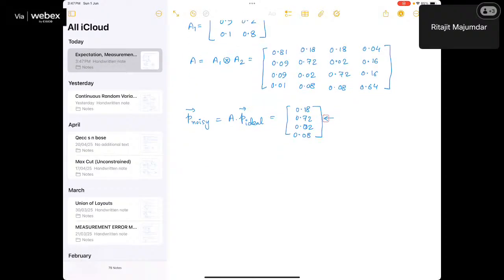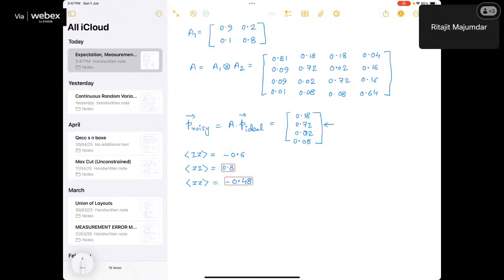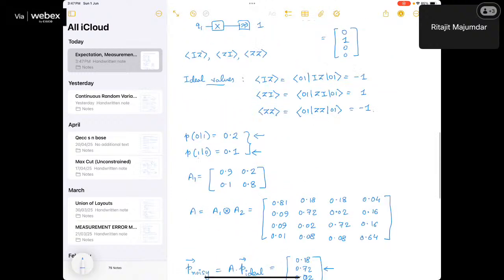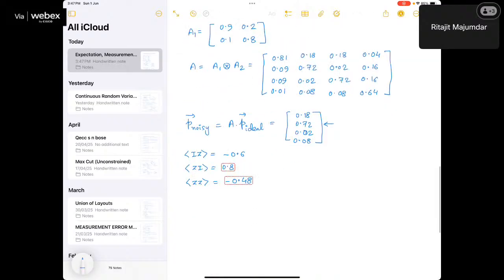And if you do the same exercise and calculate the noisy expectation values, ZI will turn out to be 0.8 and ZZ will turn out to be minus 0.48. So they are way off. Of course, I have taken a very high measurement error. They should have been -1, 1 and -1. They are minus 0.6, 0.8, minus 0.48. So they are way off.